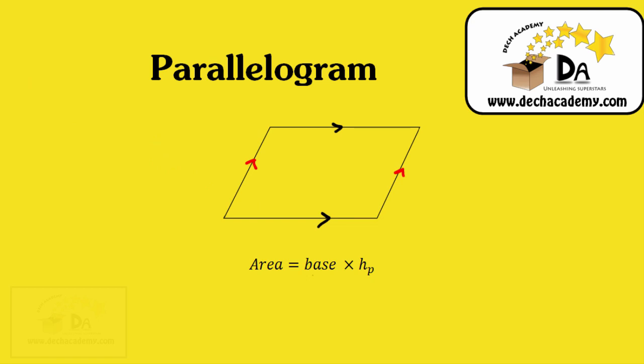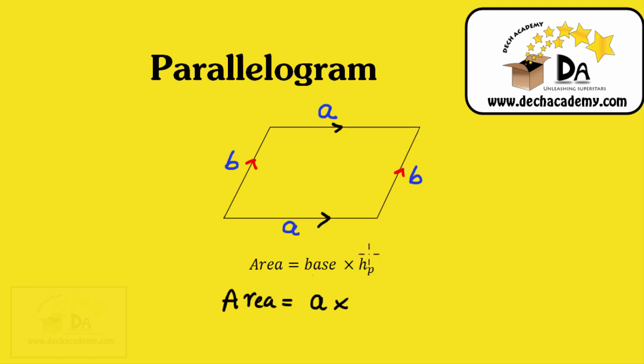Now, for a parallelogram, opposite sides are equal. So if I label this side as having a length of A, this side is also going to have a length of A. If this side has a length of B, this side is also going to have a length of B, because opposite sides of a parallelogram are equal. So if I choose this side as my base, the area of the parallelogram is going to be equal to the base times the perpendicular height.